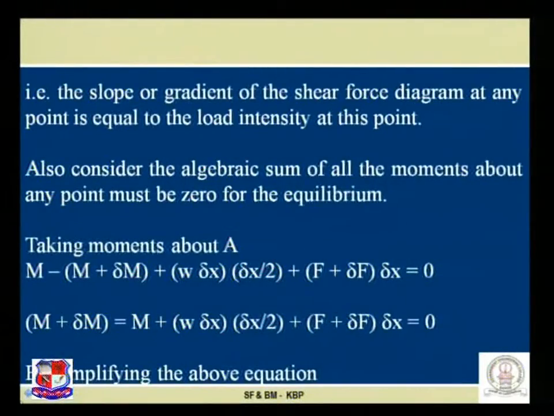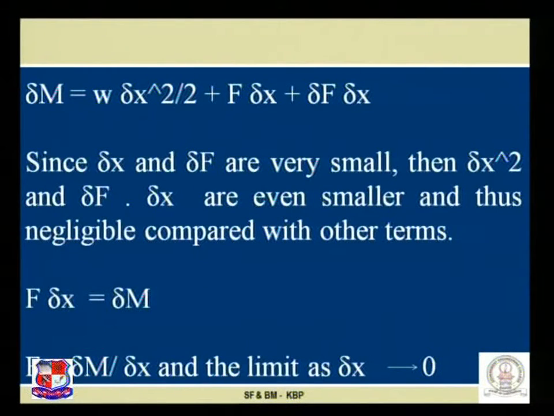If you are referring to the PPT, the equation that we got right now is this one, M minus M plus delta M. Now if we simplify this equation and take this negative term to the other side, we obtain this equation. Once again we simplify this one, then we achieve delta M is equal to w into delta x square by 2 plus F into delta x plus delta F into delta x.